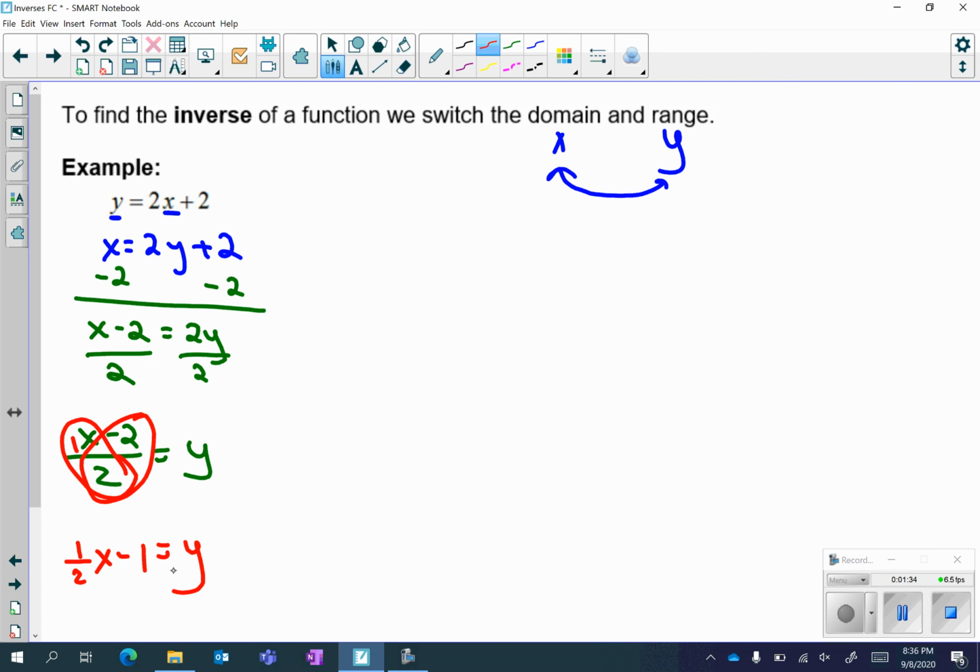Now notice I have y equals 2x plus 2, and now I have y equals something else. They're not both y equals because they're different equations. So in order to show that they're different equations and that the red is our inverse, we're going to rewrite this as y with a negative 1 exponent. That negative 1 exponent is read as y inverse, is equal to 1/2 x minus 1.